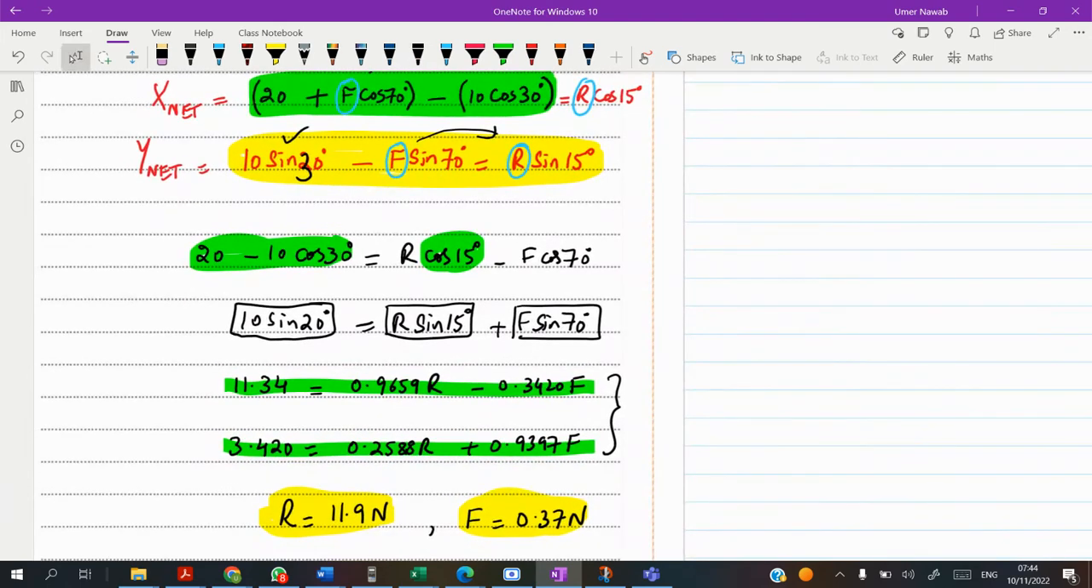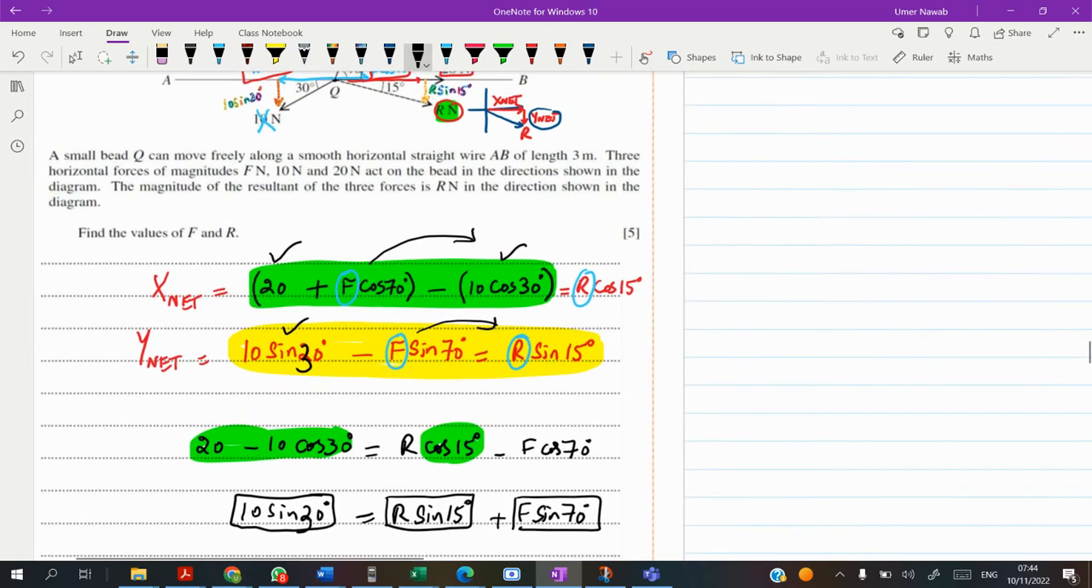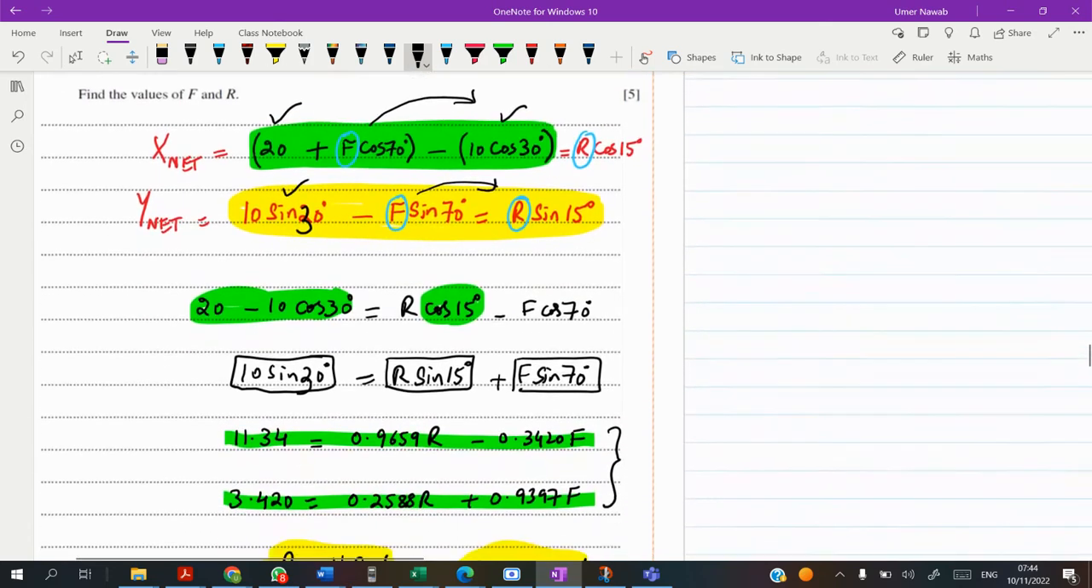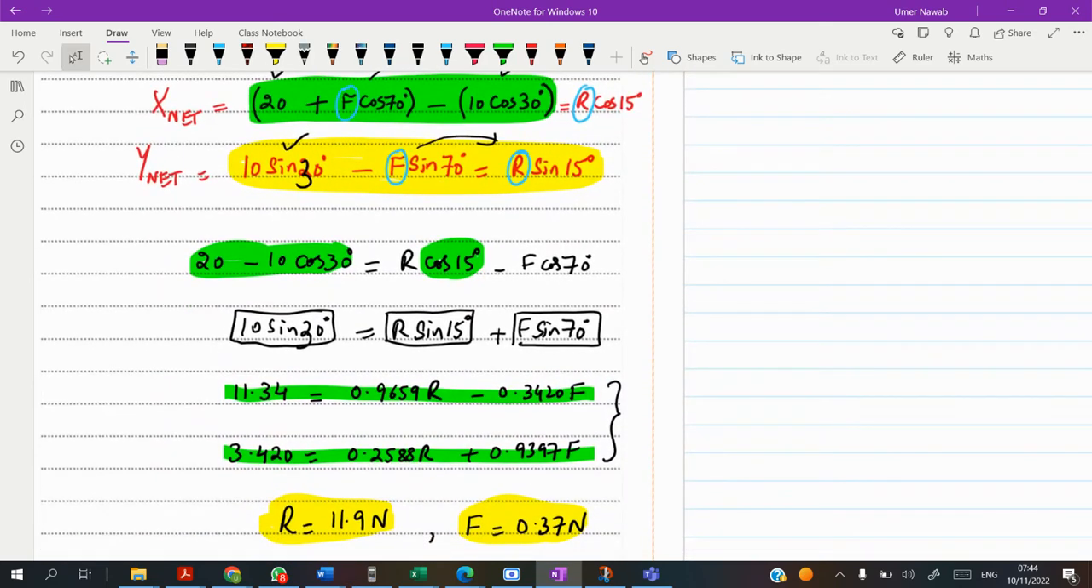So 10 sine 30 minus f sine 70. Can I just make this correction? That's why I'm verifying my answers, so no mistake should happen. I copied 20 over there. It was actually 30 degrees. So where is the mistake? So just let me correct it.